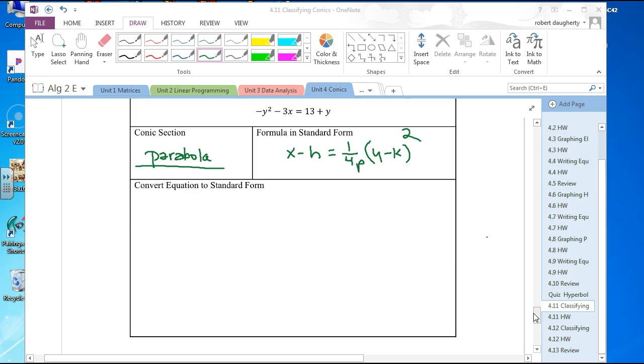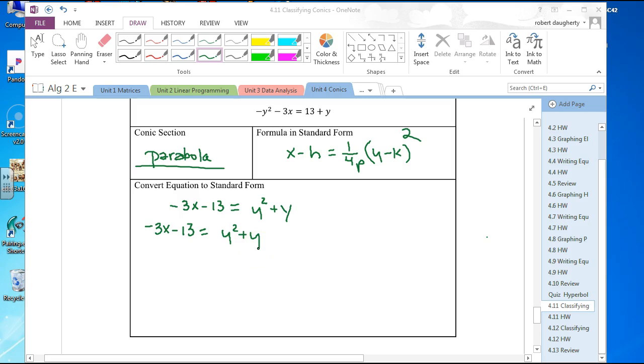So let's look. I can do something like this. Negative 3x minus 13 equal y squared plus y. So I've got the x and the number on one side. I've got everything y related on the right. And this is one that people aren't going to like, but guys, they're just fractions. So, y squared plus y.